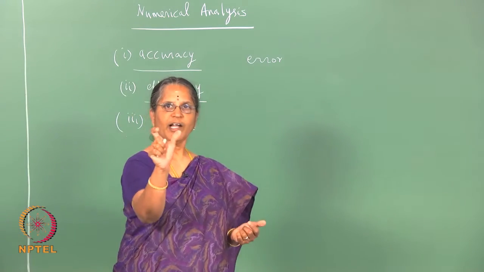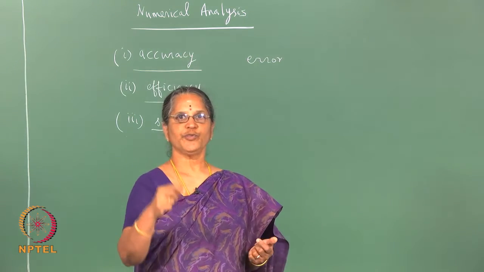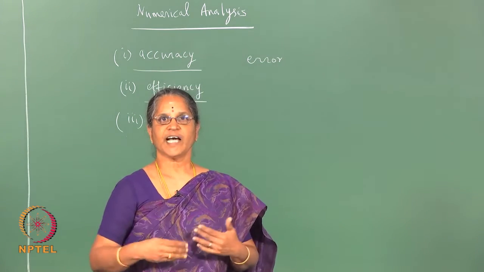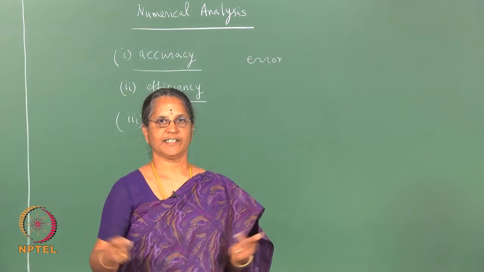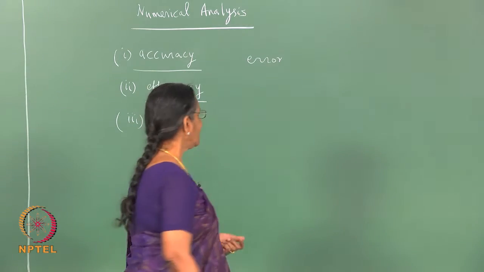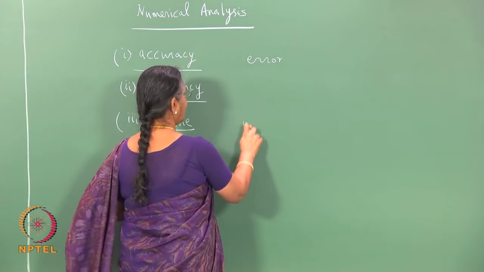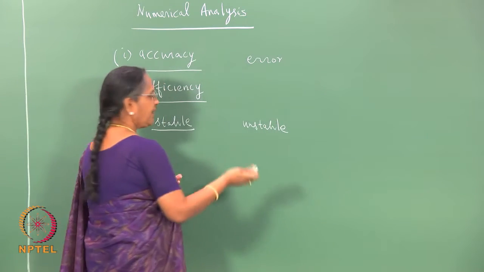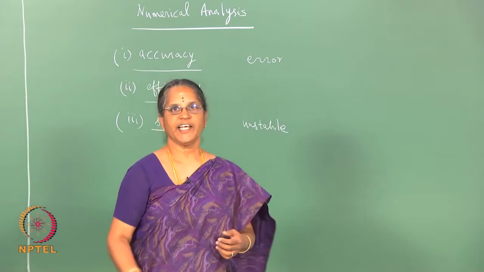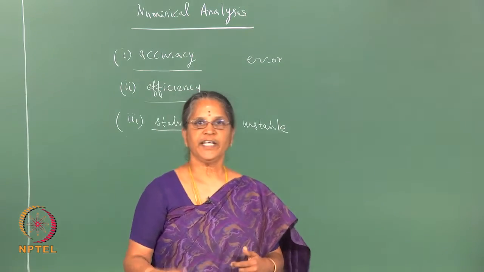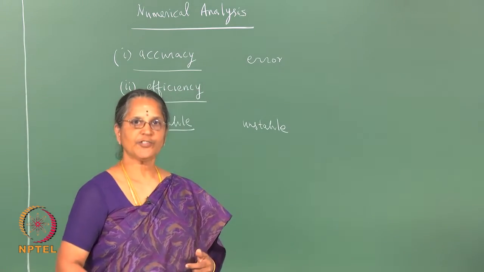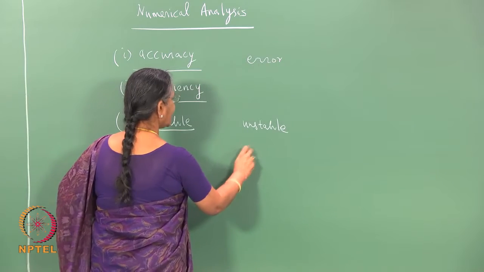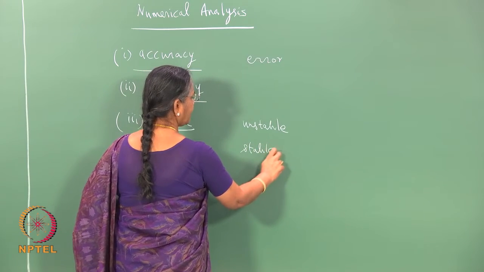If small deviations are given to the input to the computer, whether the outputs have large deviations. If this happens, then we say that the method is an unstable method, or if corresponding to small deviations in the input, the deviations in the output are also small, then we say that the method is a stable method.